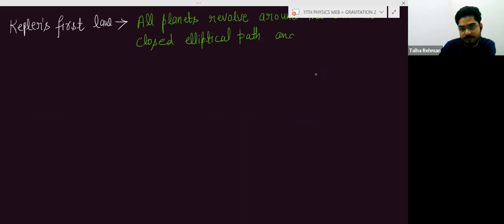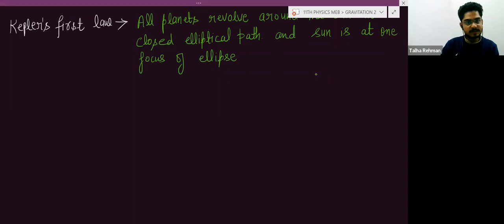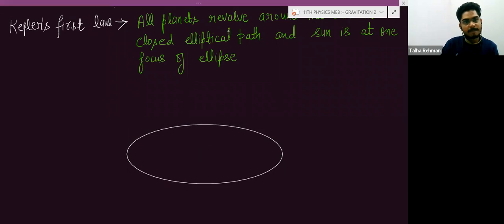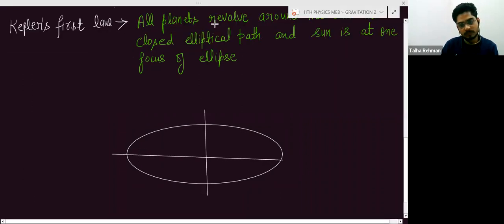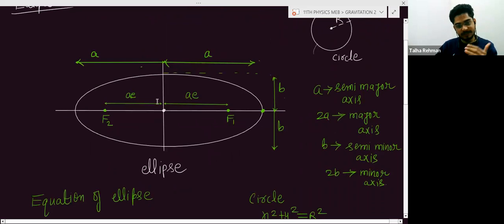And the sun is at one focus of the ellipse. So now we will discuss this. What is this? This is the ellipse, and major and minor axes are there. I told you what this distance is, what this distance is, okay?